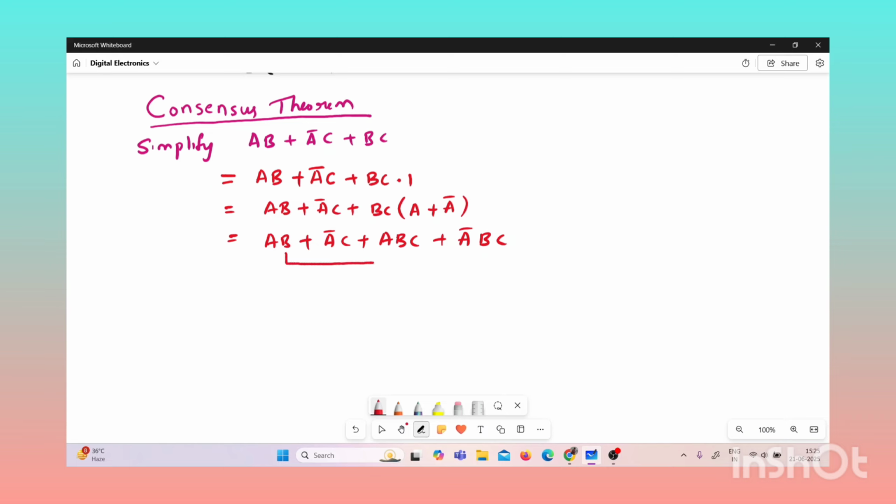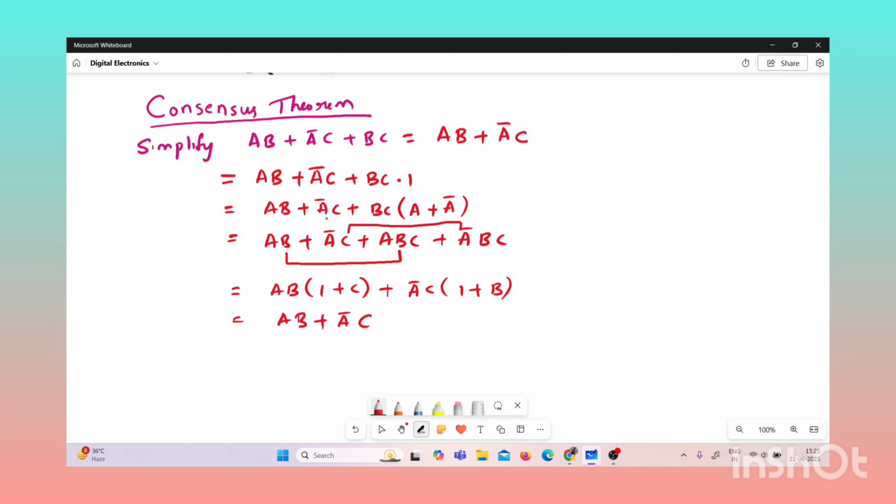Now consider these two terms. AB is common, so we can write AB into 1 plus C. Similarly, consider the second and fourth term, where A bar C is common, so A bar C into 1 plus B. 1 plus C is equal to 1 and 1 plus B is equal to 1. Finally, we are getting AB plus A bar C. So from the given expression, after simplifying, we are getting AB plus A bar C.